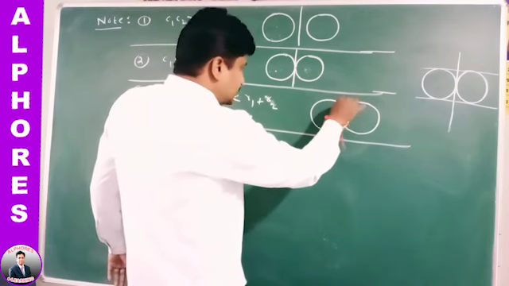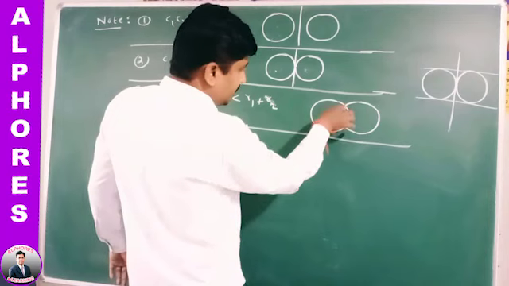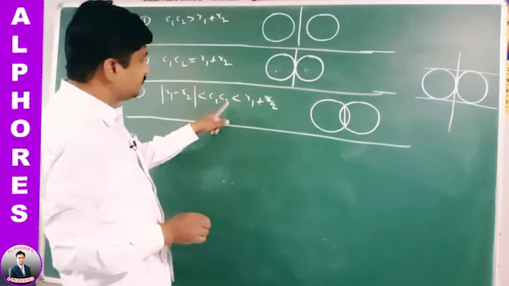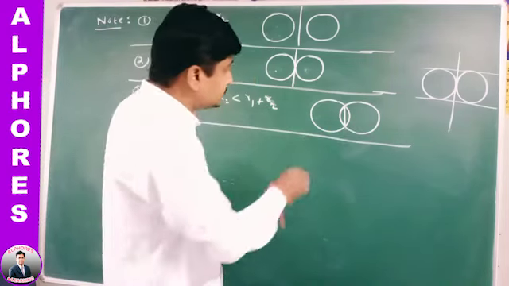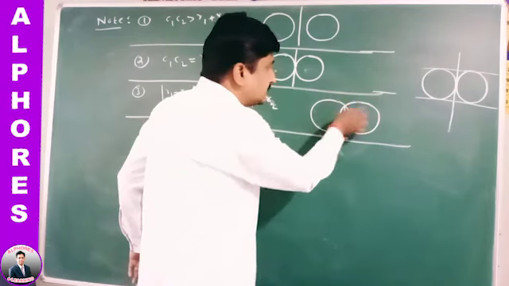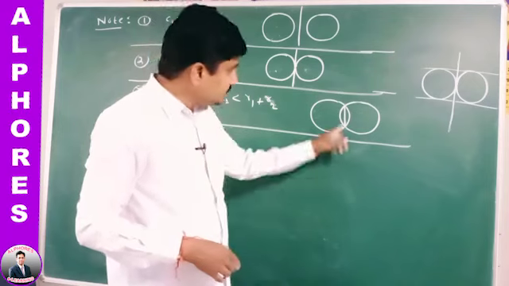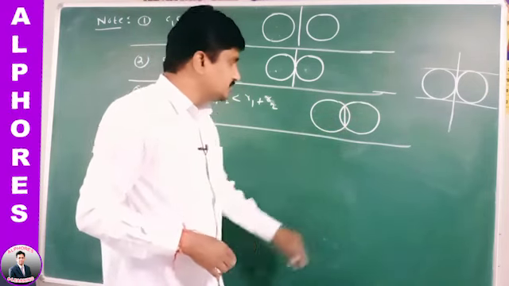Here in this case, a common chord exists. This is the common chord of these two circles. If modulus of R1 minus R2 less than C1 C2 less than R1 plus R2, two circles intersect each other. In this case, the common chord of the two circles is the radical axis of these two circles.